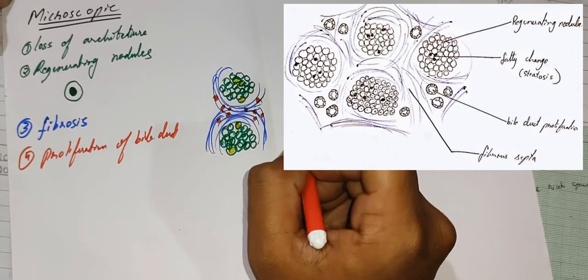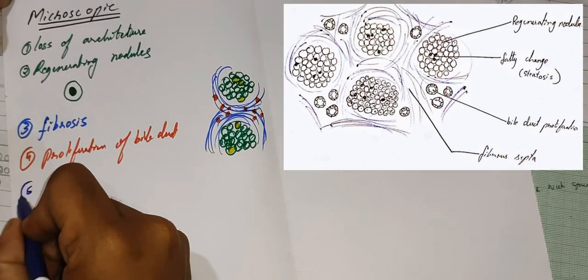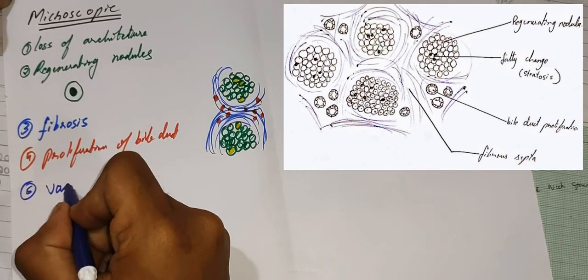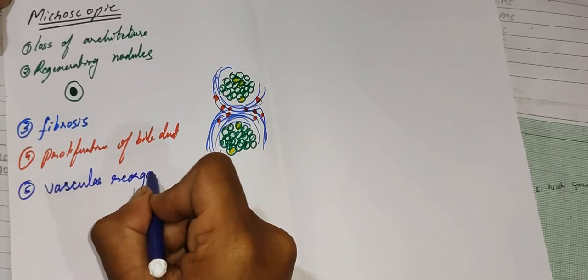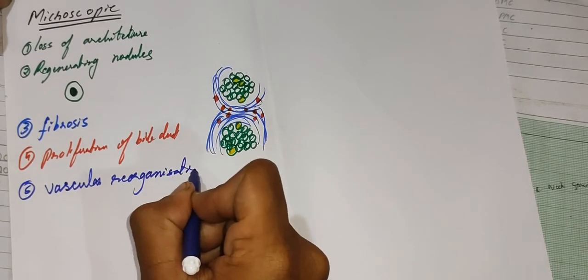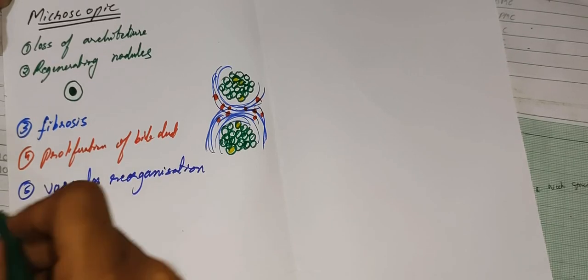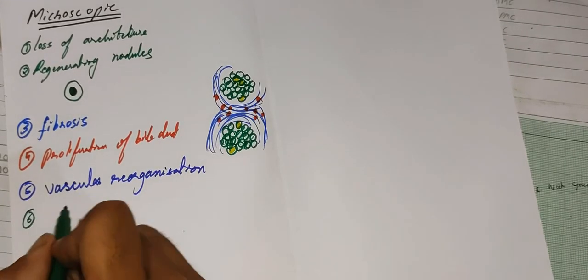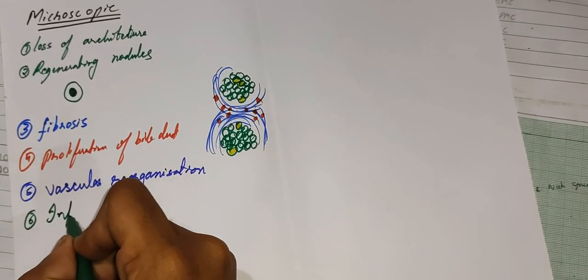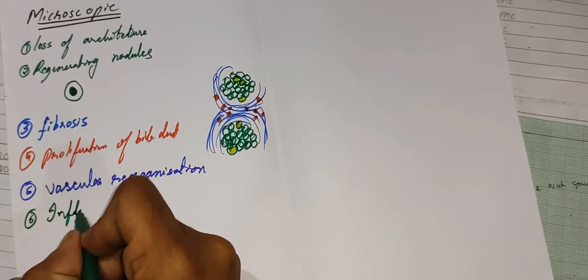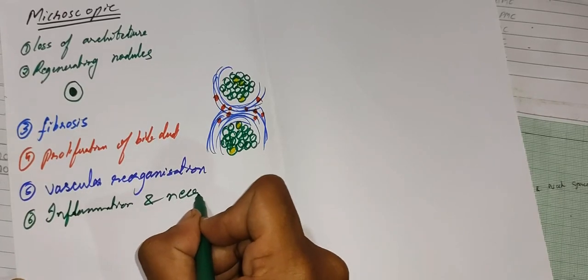The fifth feature is you will be seeing vascular reorganization. And the last important thing is in fibrosis, you may see sometimes there may be some inflammation also. There will be some inflammation and necrosis also.